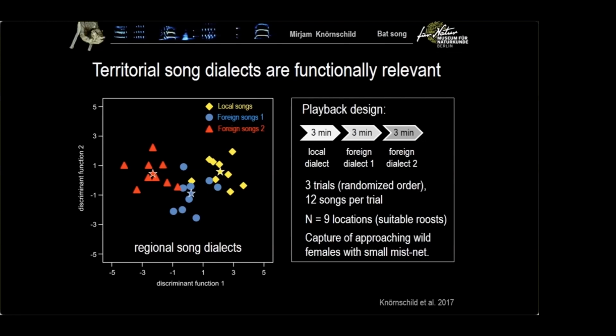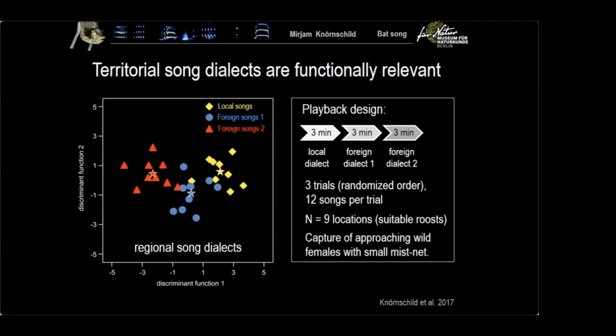And then we designed playback experiments in order to test that. What we wanted to do is play back for 3 minutes the local song dialect, then for 3 minutes the foreign song dialect from one location and then from the other location. Of course, we did that in a randomized order. And we did that at 9 different locations, and these locations were suitable roosts, so trees in which our bats would normally roost, but that were not inhabited.